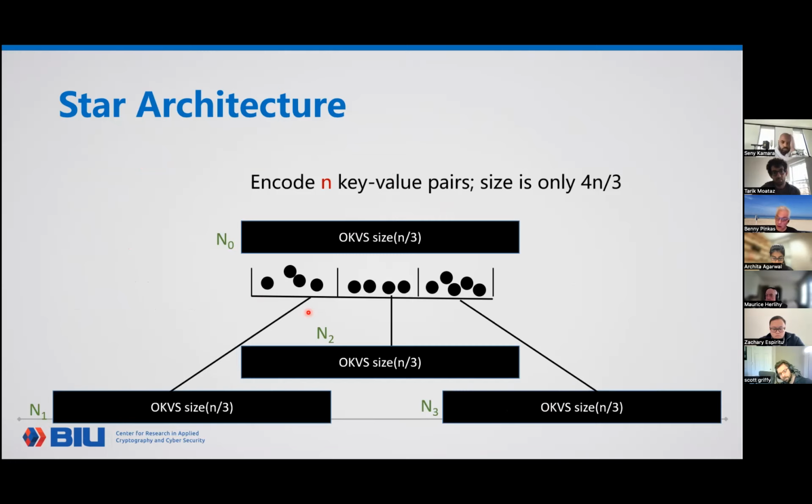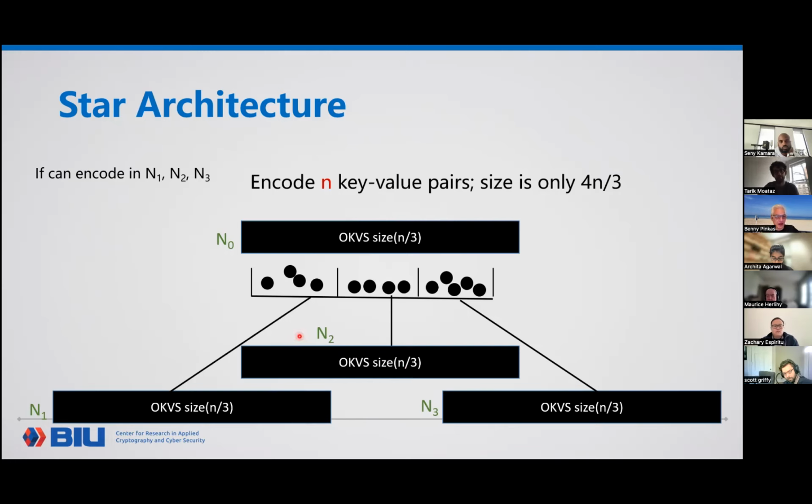One thing to note is that the total size I have here is only 5 times n over 3. I had n items, and each of these tables is n over 3, so I didn't increase the size by much. If I was using 100 tables here, I would have increased the total size by only 1%, because I would have had 101 tables, each of size n over 100.